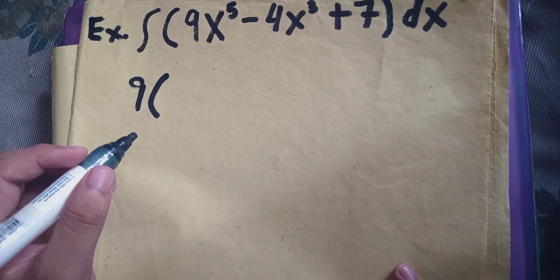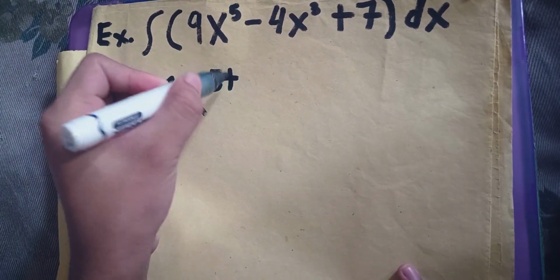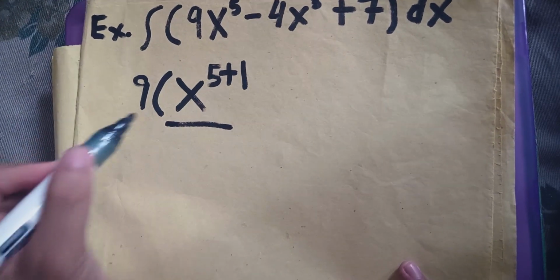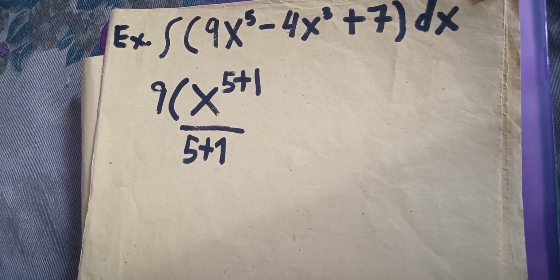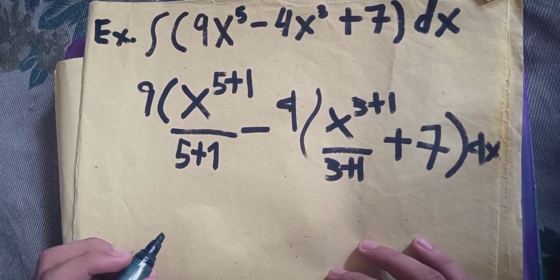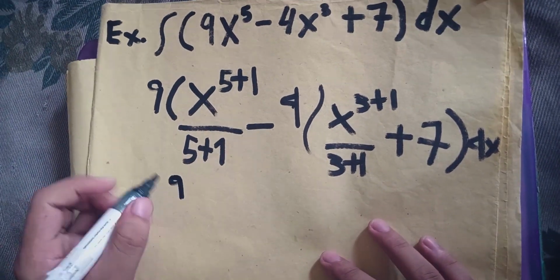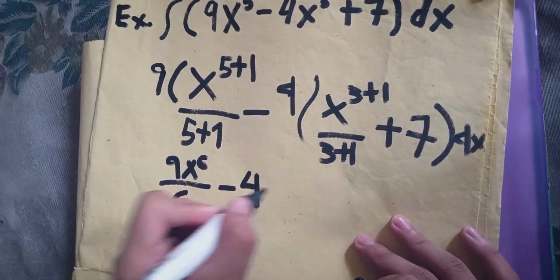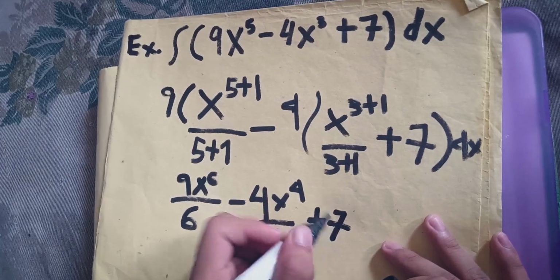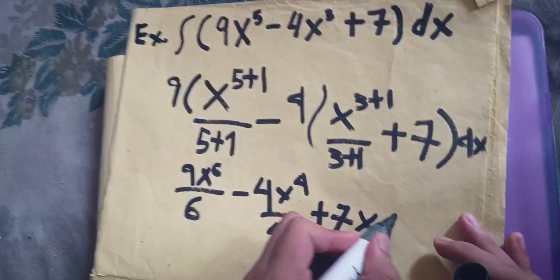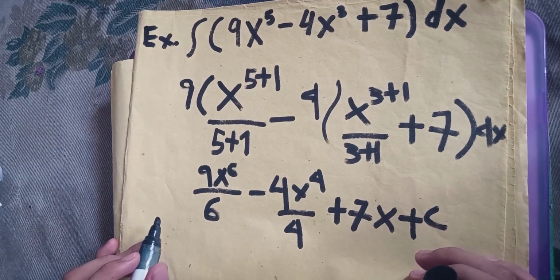Add 1 to the exponent and give it as the denominator. x raised to 5 plus 1, then over this 5. Then repeat it until you finish integrating all the terms. Next, all exponents are added by 1, plus 7x, then write the constant. Lastly, look if there is any room for simplifying.